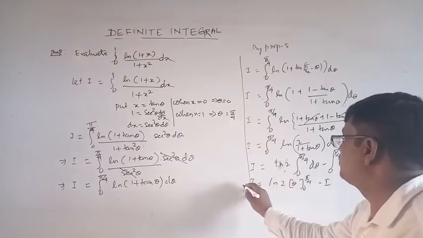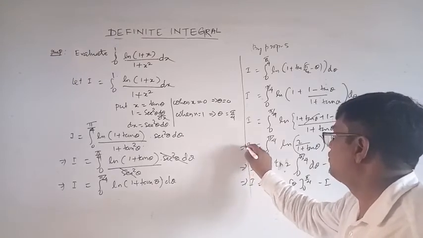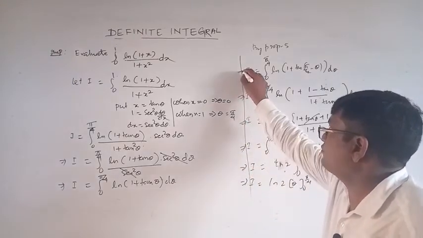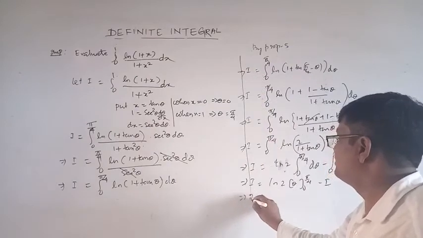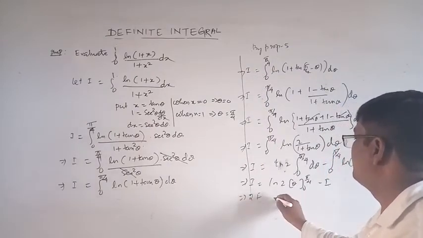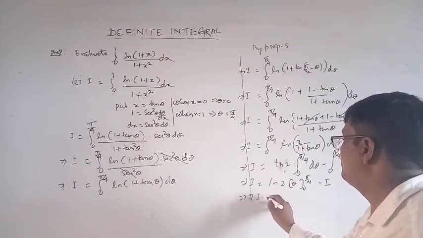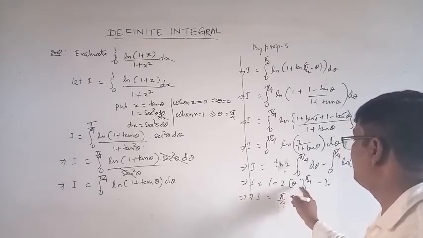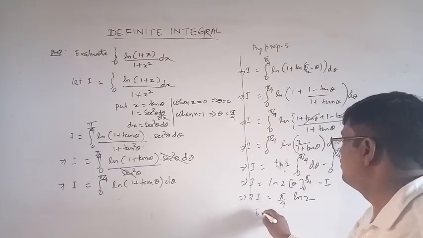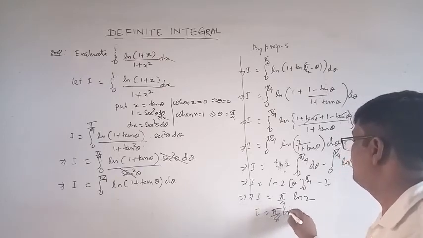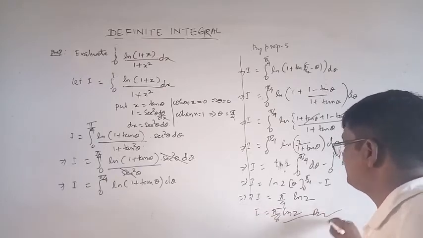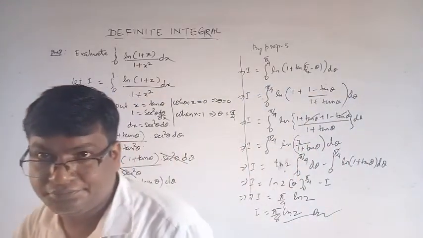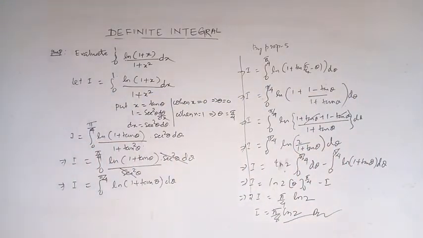I. So 2I is equal to what? 2I is equal to pi by 4 minus 0, times log 2. So I is equal to pi by 8 into log 2. This is the answer. Okay. Now another important question.